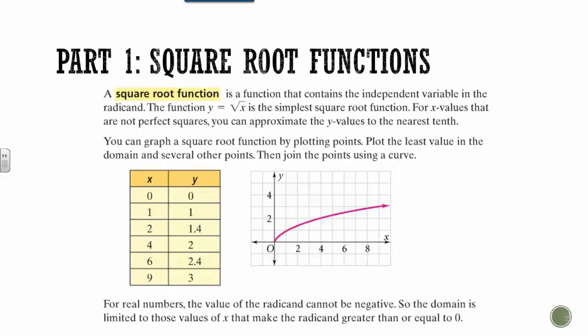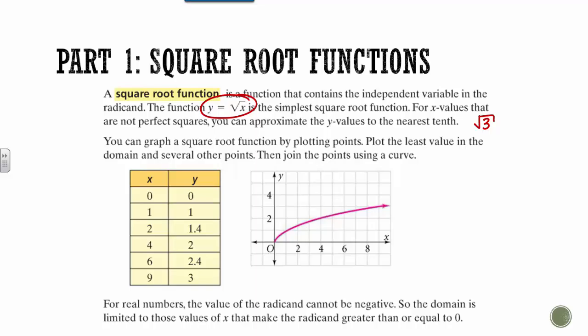So here's our function. A square root function is a function that contains the independent variable in the radicand. This is your simplest square root function. For all x values that are not perfect squares, you can approximate them. So if you want to take the square root of 3, that's not a perfect square, but whatever that is in your calculator will work. You can graph a square root function by plotting points. Plot the least value in domain and several other points, and then join the points using a curve.